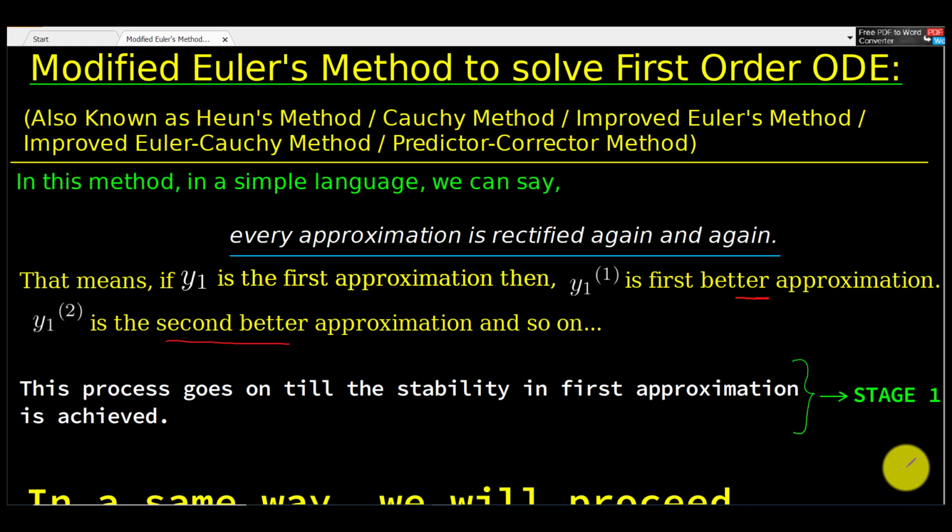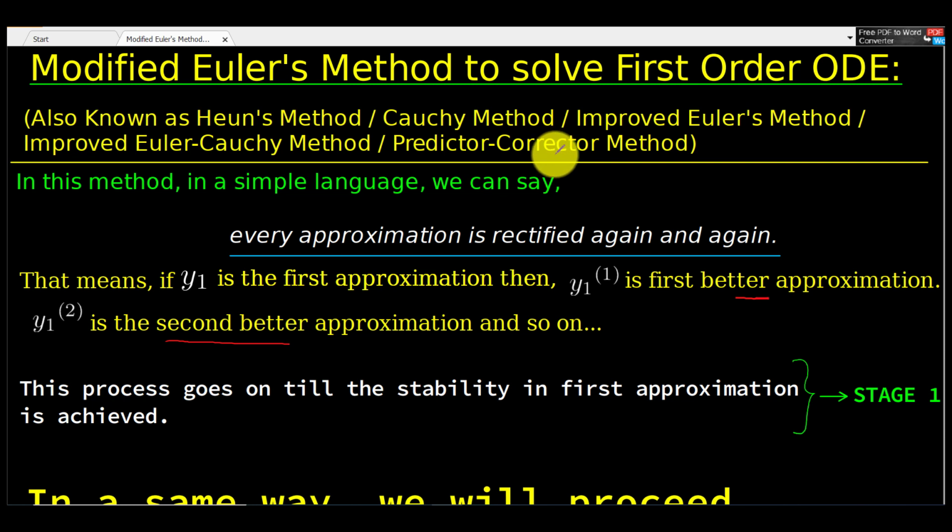In this video lecture, we will start with the modified Euler's method, which is also famous for solving first order ordinary differential equations, like the previous method we studied, named Euler's method. This method has several names, like Euler's method, Cauchy method, improved Euler's method, improved Euler-Cauchy method, or Predictor-Corrector method. The last name is based upon its nature, how we are going to implement this method.